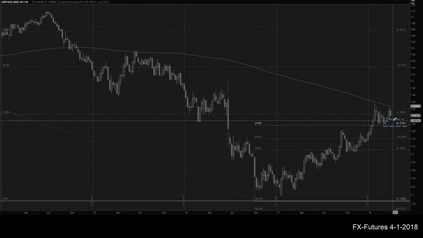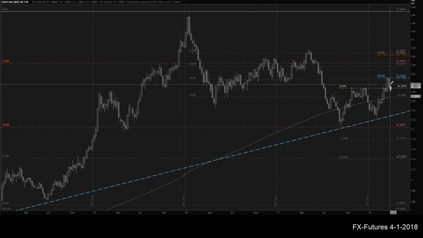137.43. Okay, so I am only playing buys until we get below 137.19. However, if we get below 139.20, I am most likely going to sell just a little bit to the 137.50 level. All right, let's go over USD CAD.